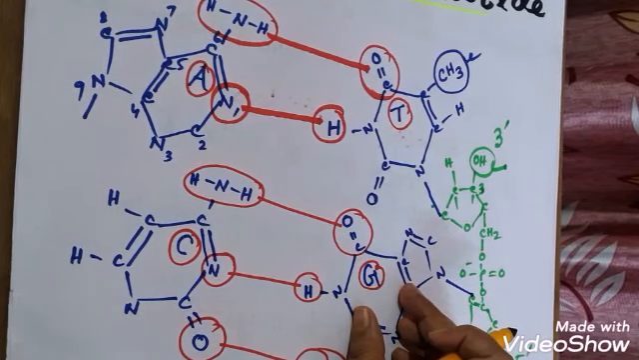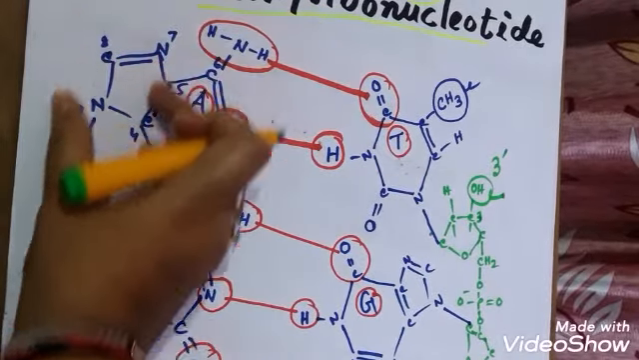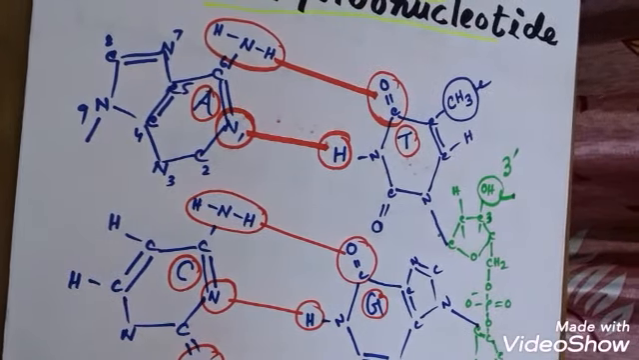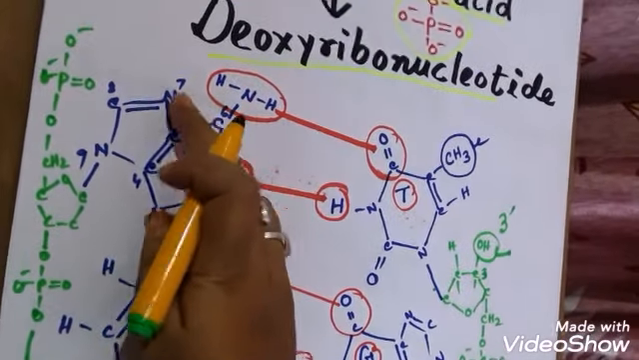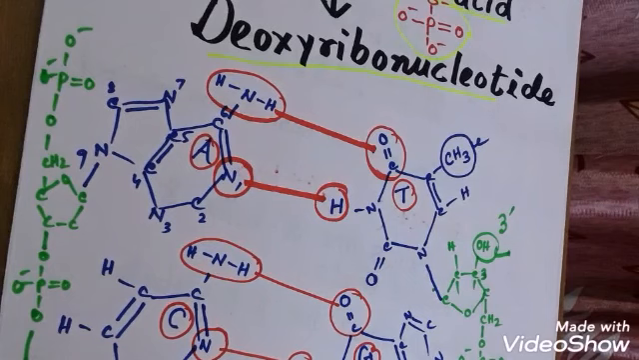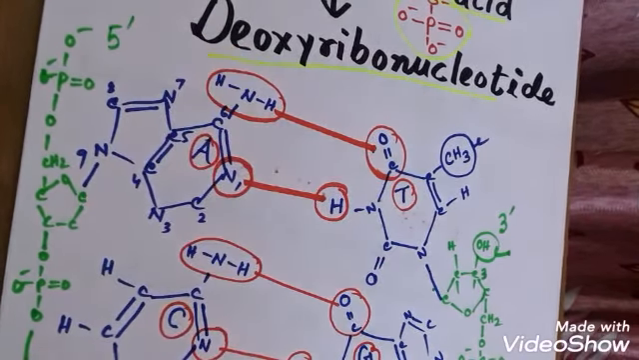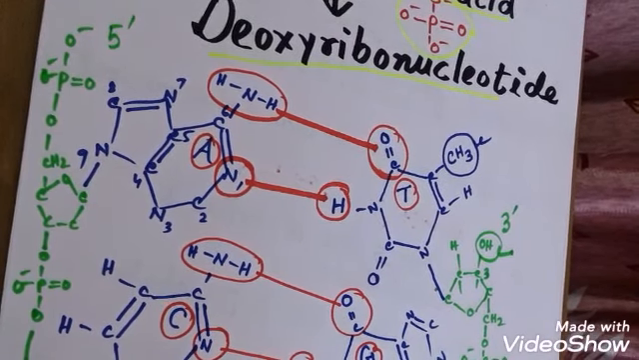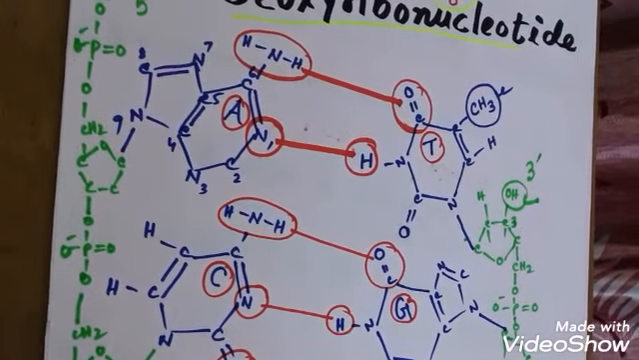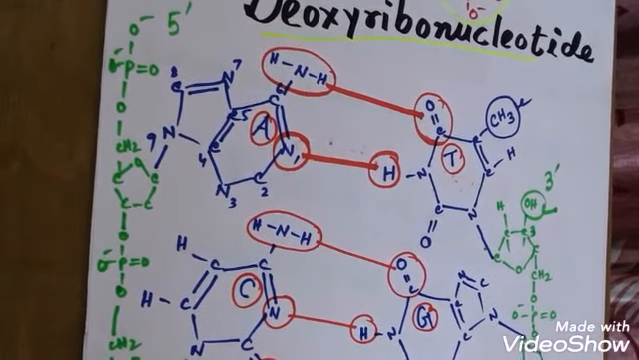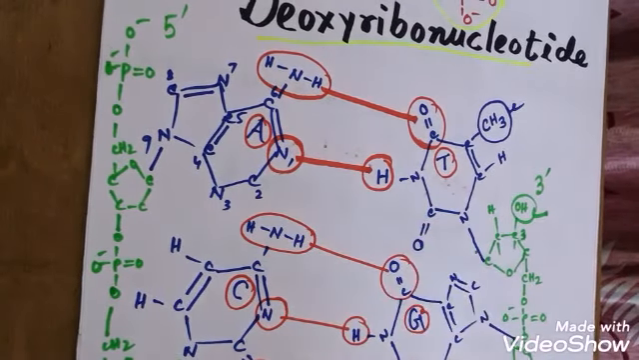Simultaneously, I am adding these strands on this position. You can see there the 5 prime and the 3 prime groups are in the opposite direction. So in this case, the two strands are opposite. One is 5 prime to 3 prime and another is 3 prime to 5 prime.